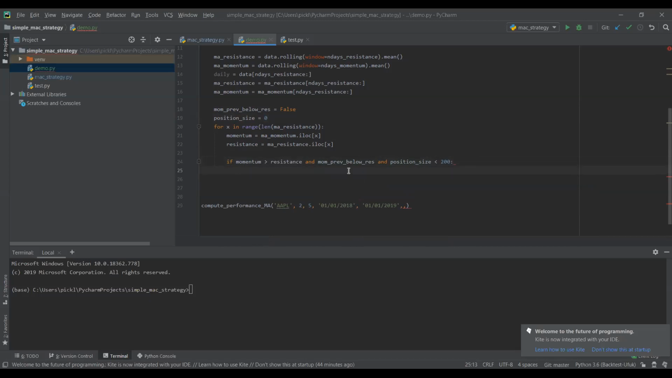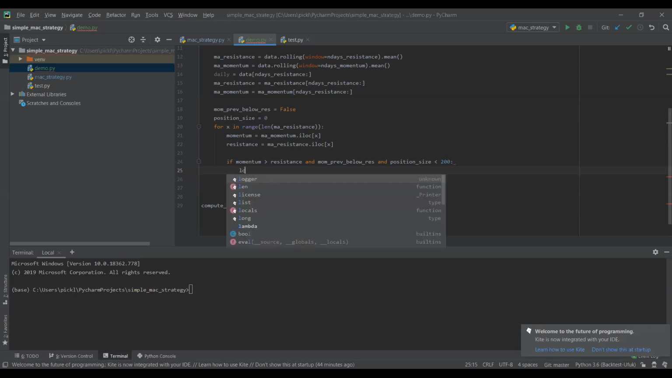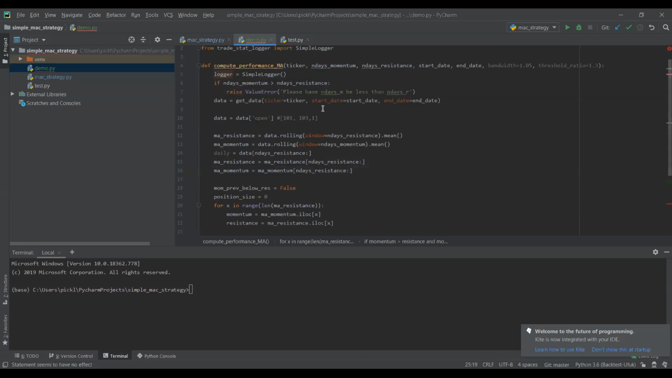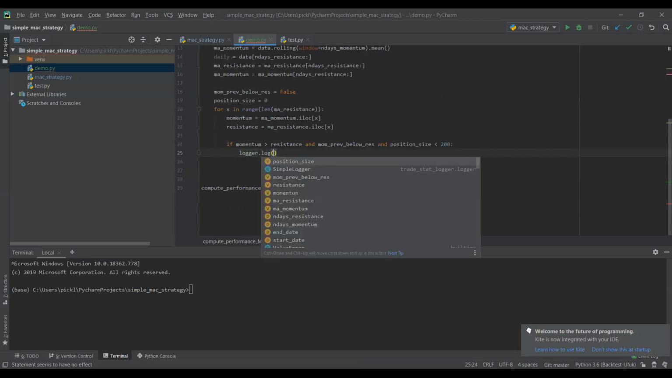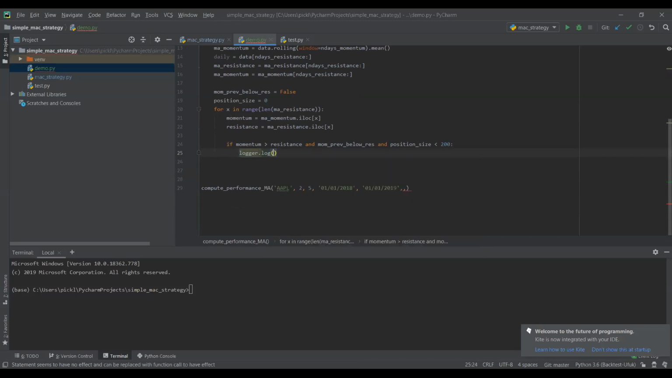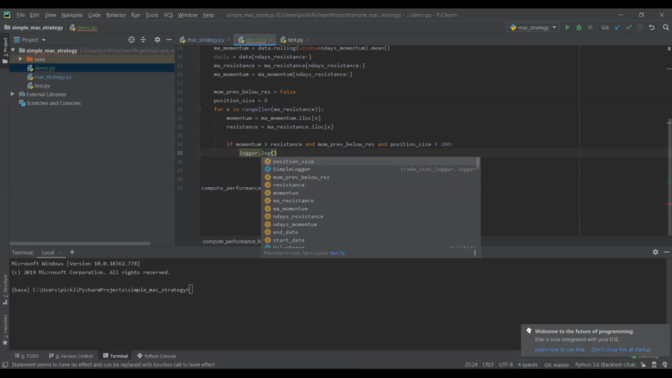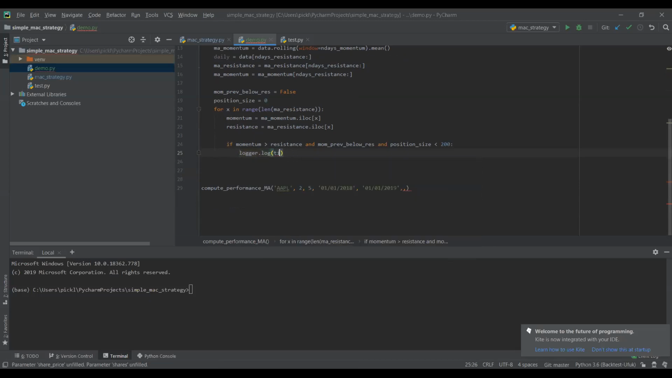So now we want to log a trade. We created a logger before. You saw that logger equals simple logger. Then you did the log, and then give me the keyword values.